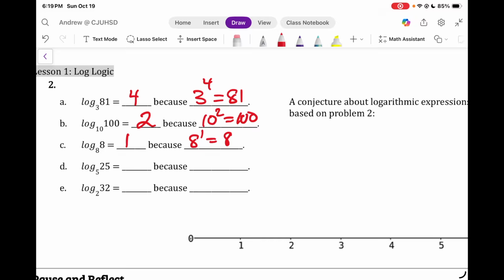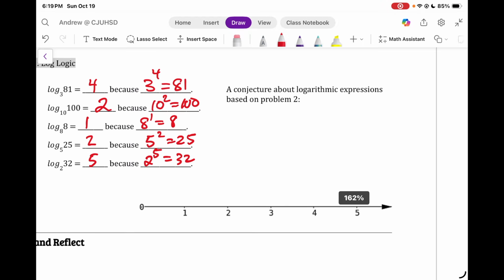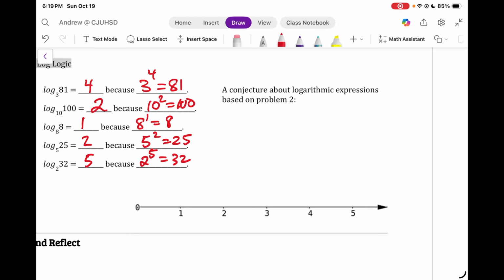5 to what power is 25? 2, because 5 squared is 25. And 2 to what power is 32? So really, you need to start memorizing powers of 2. It's going to help you a lot. It's 5. 2 to the 5th is 32. And we can put those on the number line. I'm not going to do that because I think it's pretty obvious for this one.